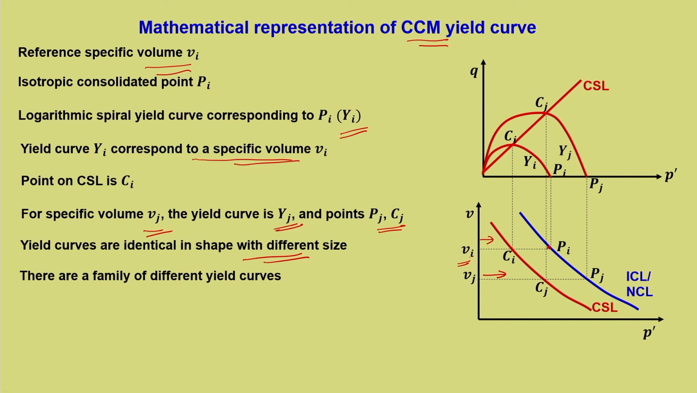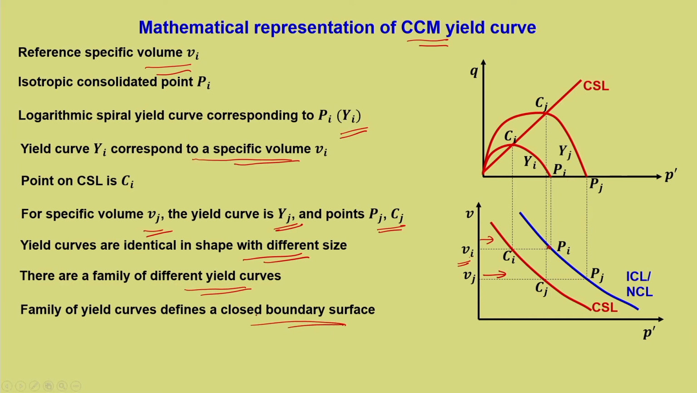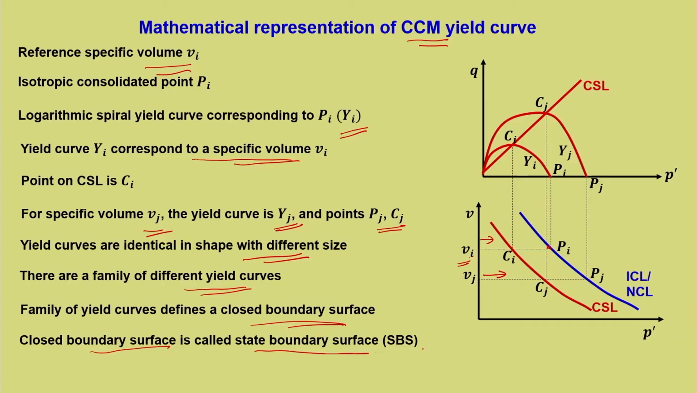So, it is apparent that there will be a family of different yield curves. A family of yield curves defines a closed boundary surface. Now, what does a closed boundary surface look like? I am not showing it here; we will discuss it when we discuss the state boundary surface. We need to imagine that there will be different families of such yield curves leading to a complete boundary surface in a given 3-dimensional space.